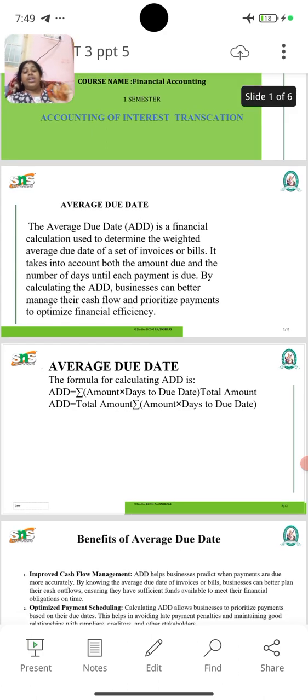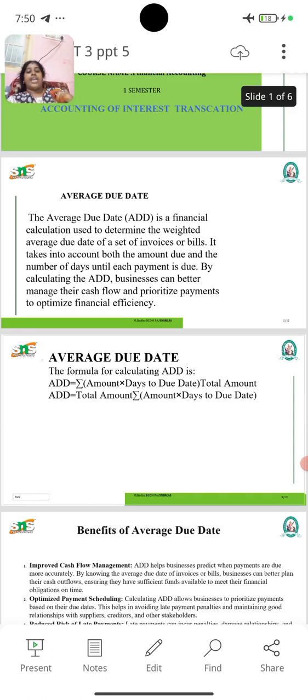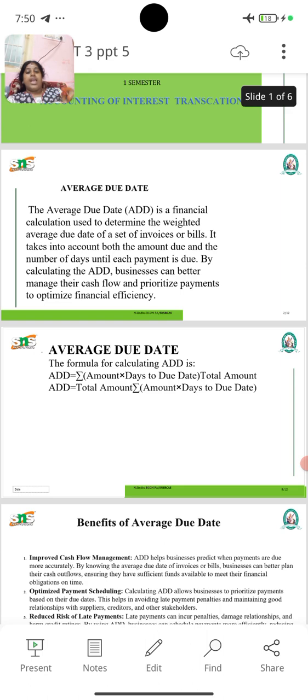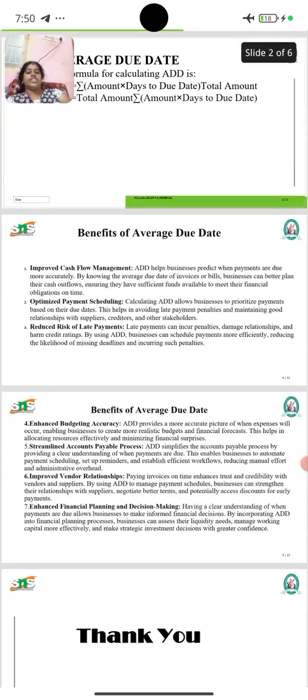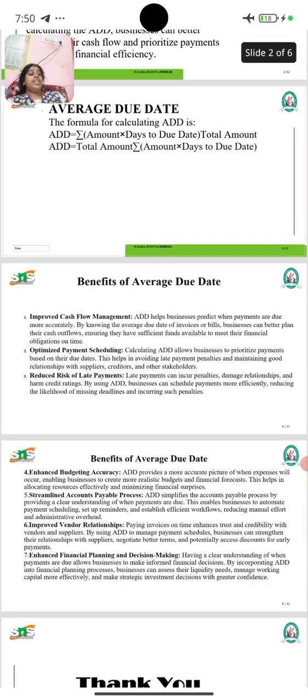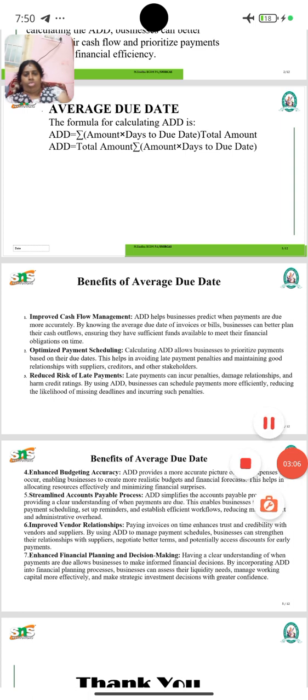Okay, average due date. The formula for calculating the average due date is sigma of amount into days to due date, divided by the total amount. And the main benefits of average due date: improved cash flow management.